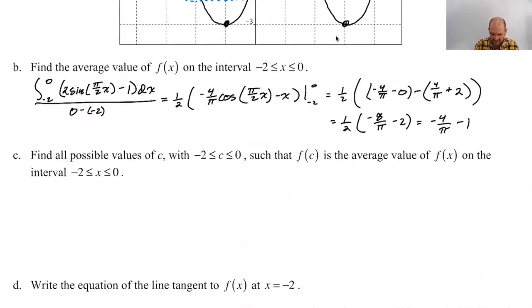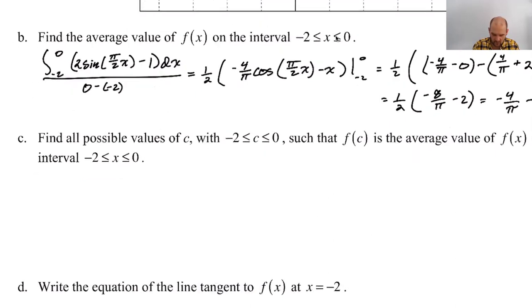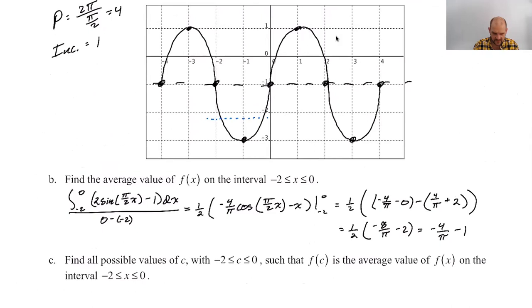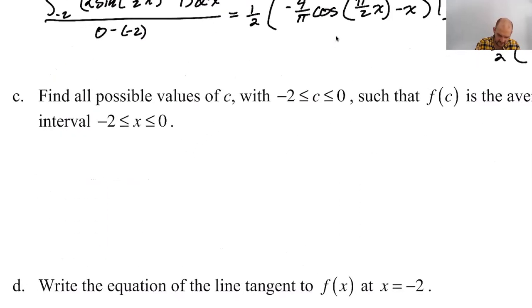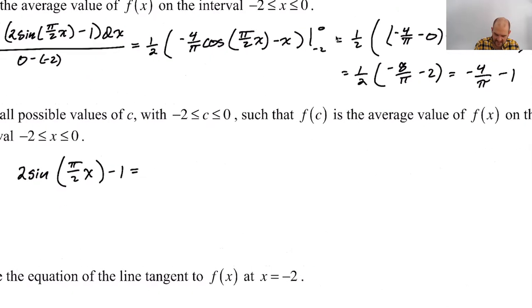Find all possible values of C such that f of C is the average value. Oh man, this is too much trig. I'm going to use a calculator on this one. When we do this in class, we will do it by hand. Honestly, it is way, way harder than the AP exam would require you to do. So it's going to be 2 sine of pi over 2x minus 1 equals. Let's see how much we can do.